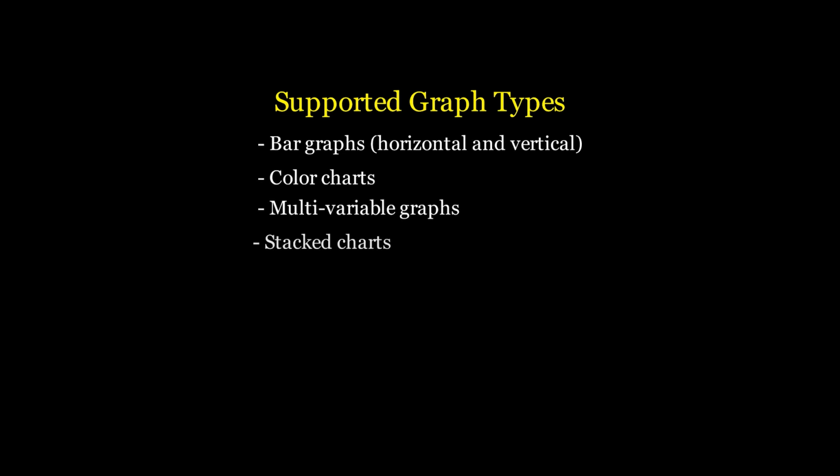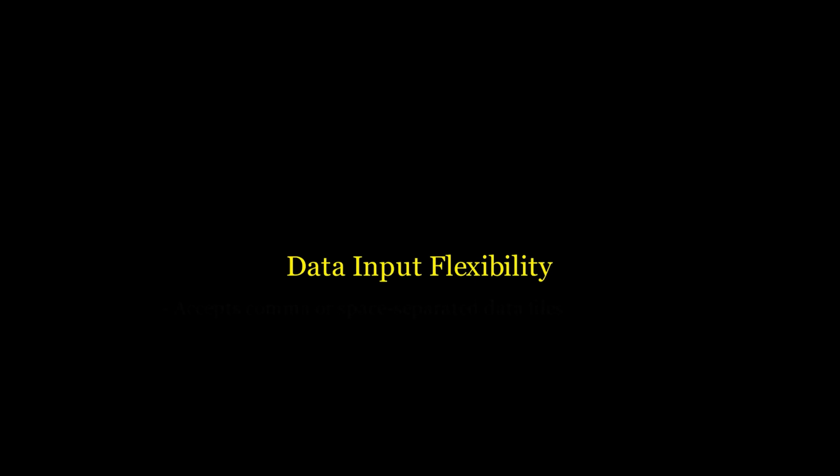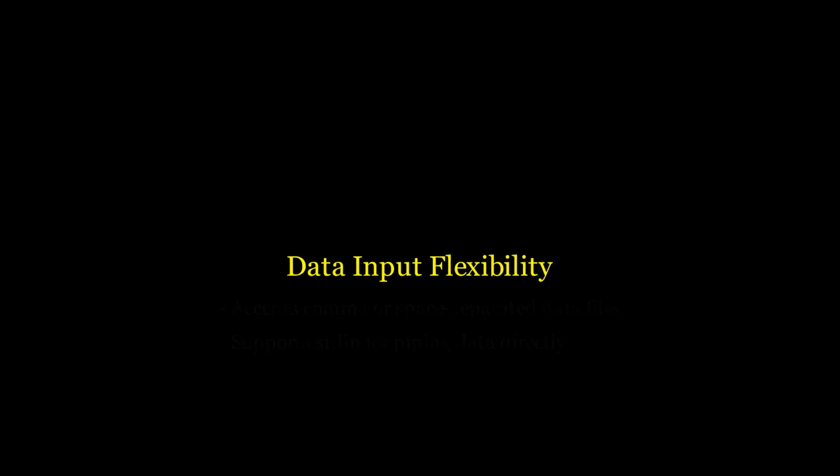Some key features of it include support for many graph types like bar graphs, both horizontal and vertical, color charts, multivariable graphs, stack charts, and histograms. There are also many customization options like adjustable graph width, custom colors, and emoji support for tick marks. Additional features include a calendar heat map and different scales for categories. Also, input can be given as CSV, or it supports standard input for piping data directly.